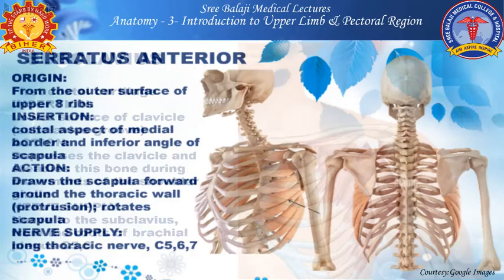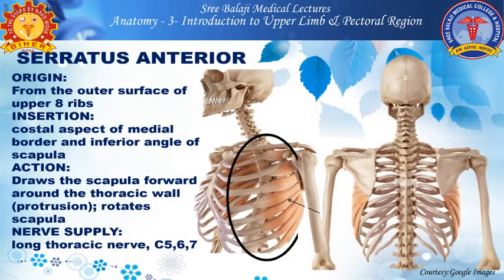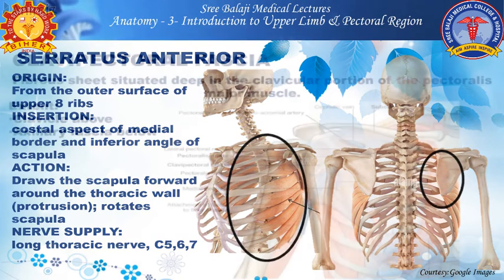Serratus anterior muscle. Origin: outer surface of the upper 8 ribs. Insertion: costal aspect of the medial border and inferior angle of the scapula. Action: it draws the scapula forward around the thoracic wall and rotates the scapula. Nerve supply: the long thoracic nerve.